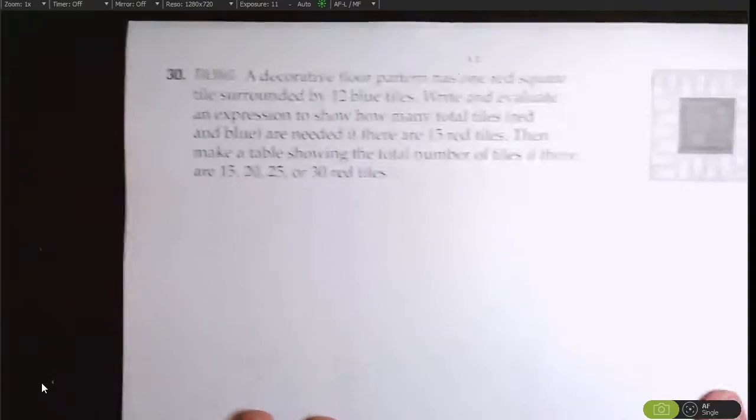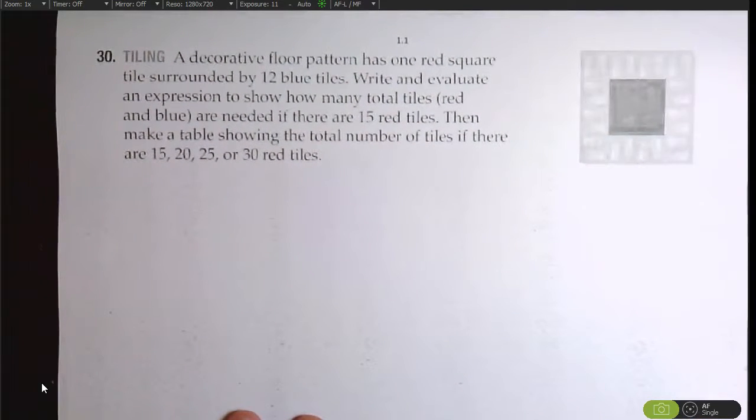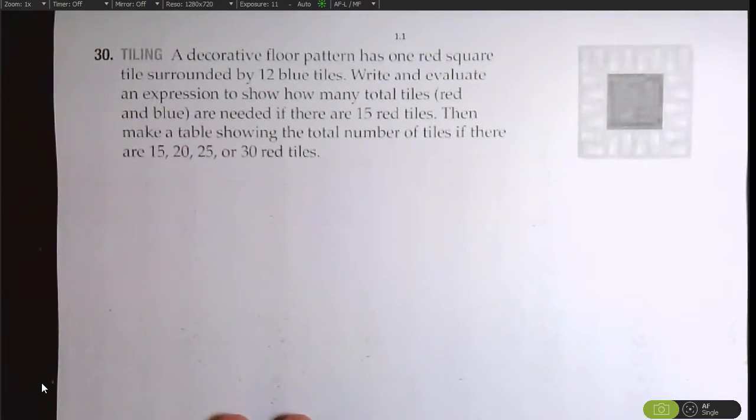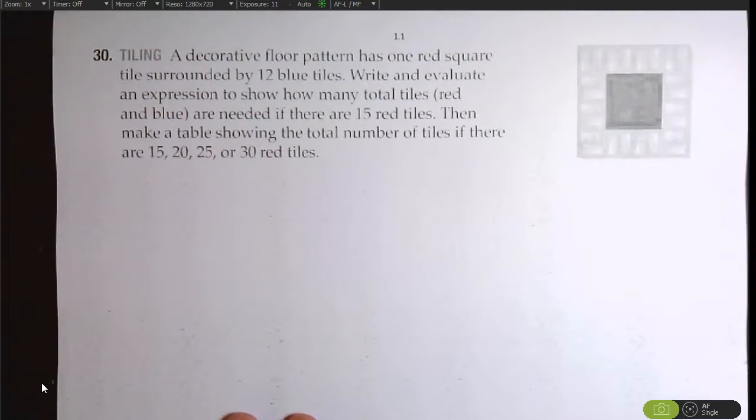And then the last one I'm going to look at for this section here, tiling, number 30. So a decorative floor pattern has one red square tile surrounded by 12 blue squares. Write and evaluate an expression to show how many total tiles, red and blue, are needed if there are 15 tiles. Then make a table showing the total number of tiles if there are 15, 20, 25, and 30.